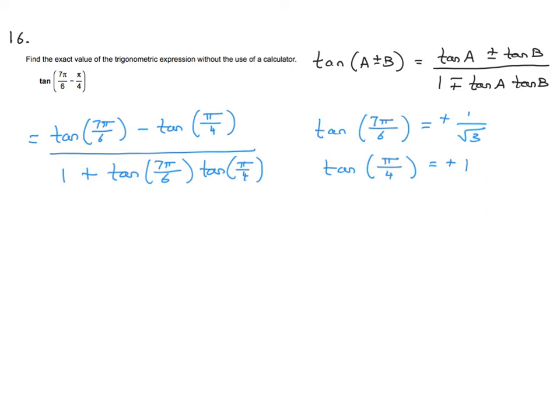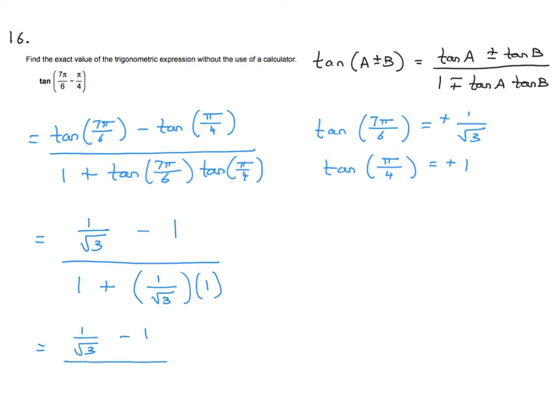Since I've already evaluated tangent for these angles, I'm going to plug those numbers in. So tangent of 7 pi over 6, I'll just put 1 over root 3. I don't have to reference that it's positive again. And then I have minus tangent of pi over 4, which is minus 1. Next, it's going to be 1 plus, again, tangent of 7 pi over 6 is 1 over root 3, and that's multiplied to tangent of pi over 4, which is 1. I don't really need those parentheses, so maybe I'll just rewrite this as this expression here. 1 times 1 over root 3 is simply 1 over root 3.